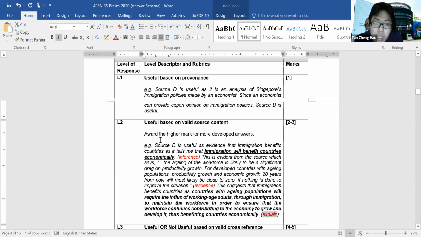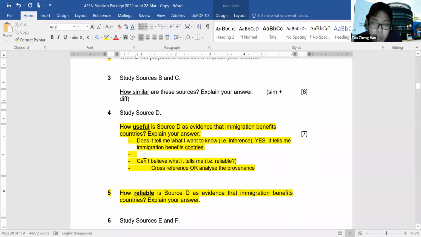All right. So this is the first paragraph. Okay, whether it tells me what I want to know. Yes, we have explored this already. So let's go back to the question. Okay. So the next part we want to solve is, can I believe what it tells me? Is it a reliable source?